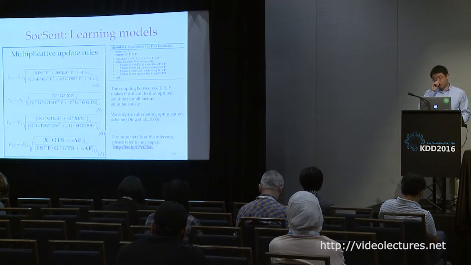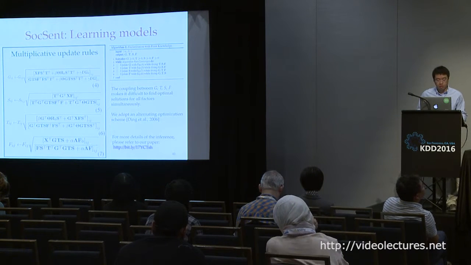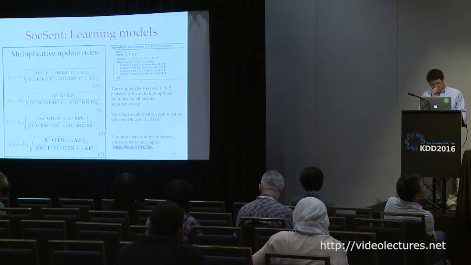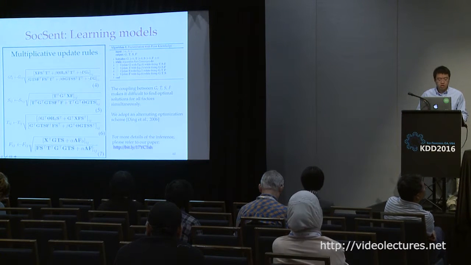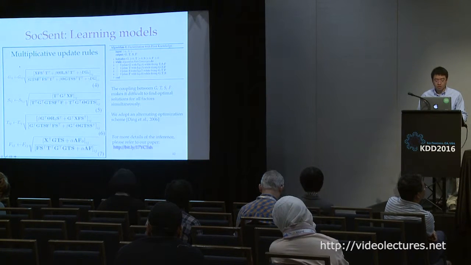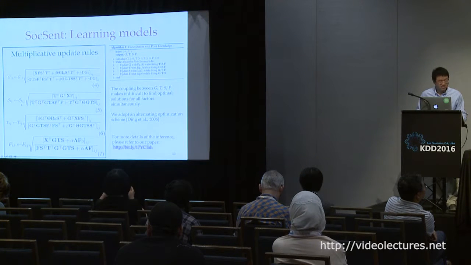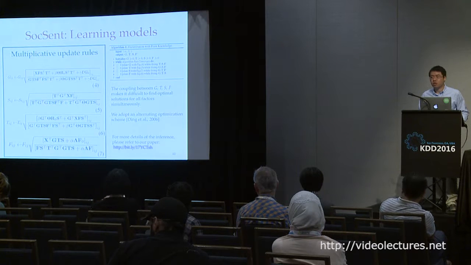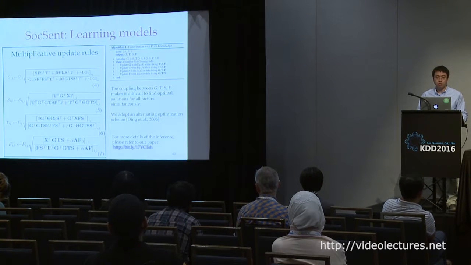And to solve the optimization problem in SOCSENT, this problem is difficult due to the coupling of the parameters, and also because the problem is non-convex. So we adopt an alternating optimization scheme proposed by Christine in his KDD paper, and we derive the multiplicative update rules on the left-hand side, and we update each parameter of our model until the model converges.